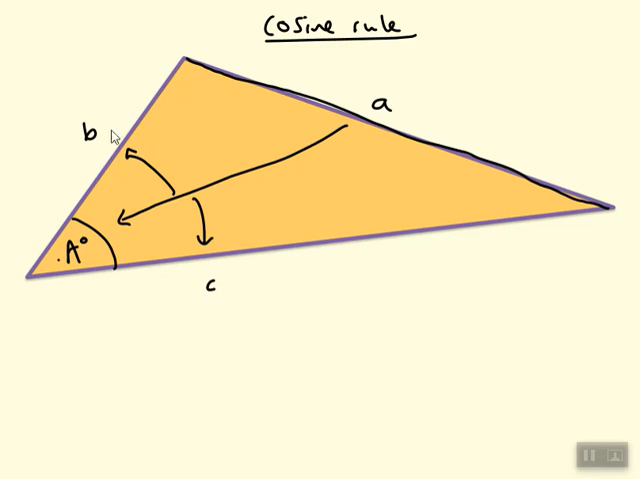Now, B and C, it doesn't matter which way around they go, but basically I need to know three pieces of information in order to work out this side here. I need to know this angle and these two sides which come off that angle in order to work out this side here. So before I write down the rule, I'm just going to explain that again.